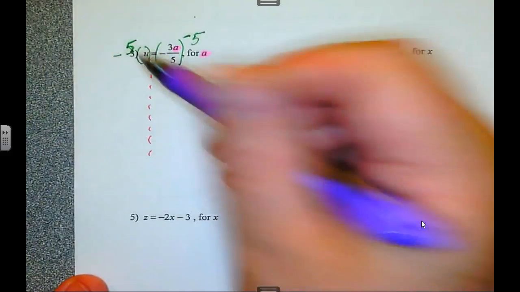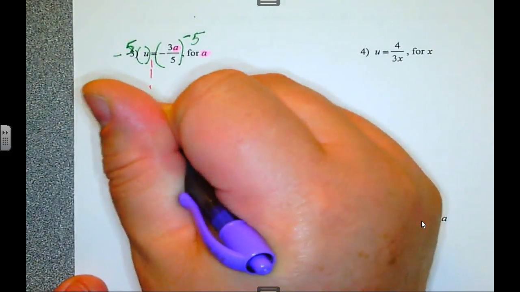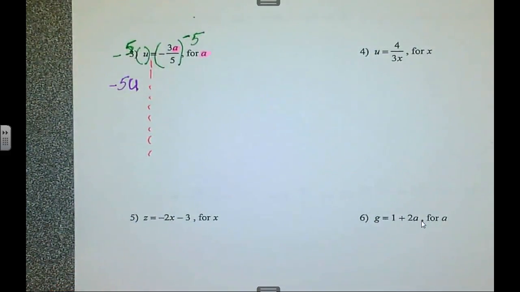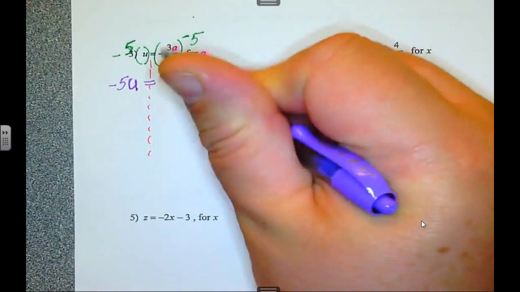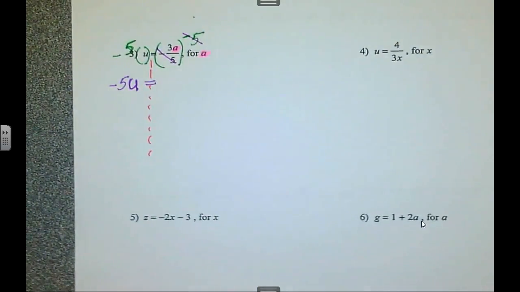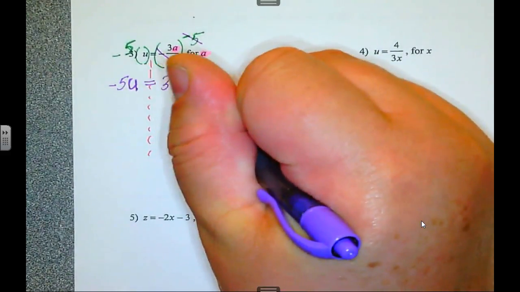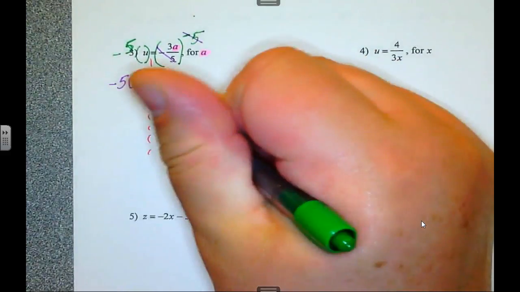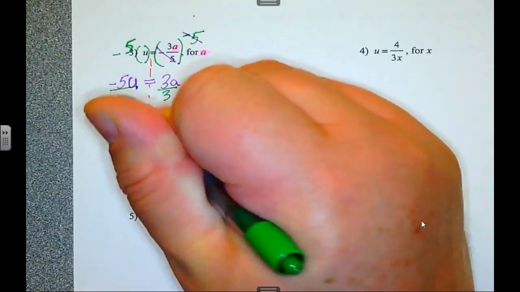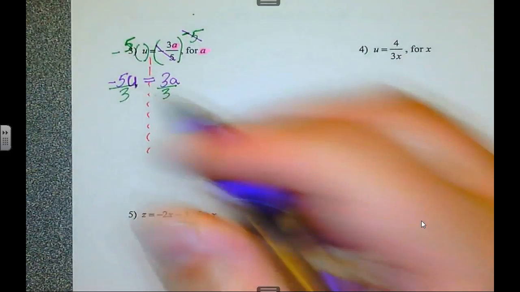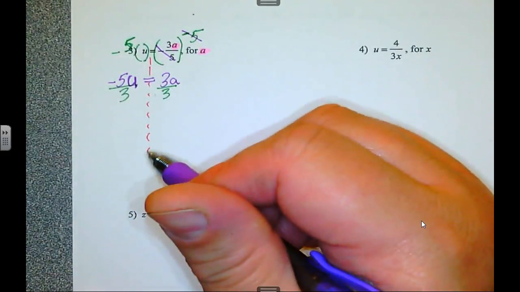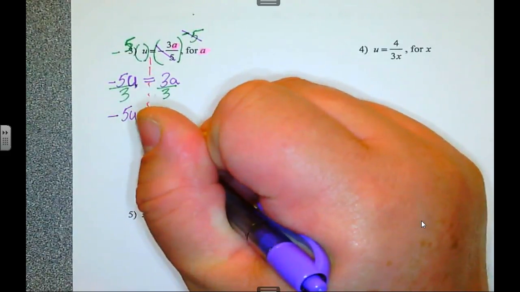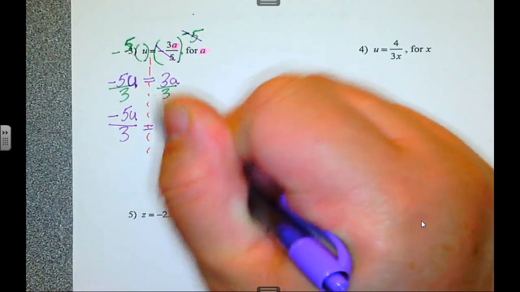So on the left-hand side, I get negative 5 times u. Now these I can put together because it's acting like a coefficient, right? It's a number multiplied to a variable. Negative 5's get canceled out here, and I'm left with 3a. Now I have to get rid of the coefficient 3, so I'm going to divide both sides by 3. So I get negative 5u divided by 3 equals my a.